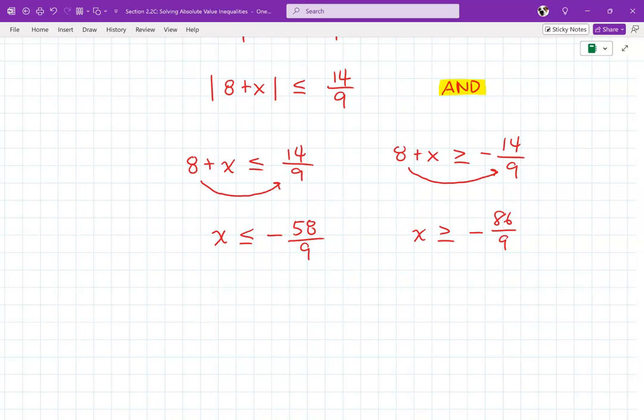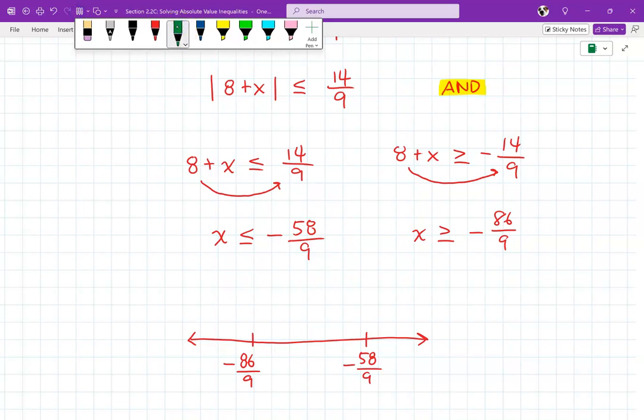Now, if I'm going to graph this, I probably want to write them as improper fractions. Okay, and we kind of already did that when I said it earlier. So negative 58 ninths was negative 6 and 4 ninths, and the other one was negative 9 and 5 ninths. So the negative 86 over 9 goes here, and the negative 58 over 9 goes there. Okay? Because the negative 58 is negative 6-ish. And the negative 86 over 9, that's negative 9-ish. So that's smaller.